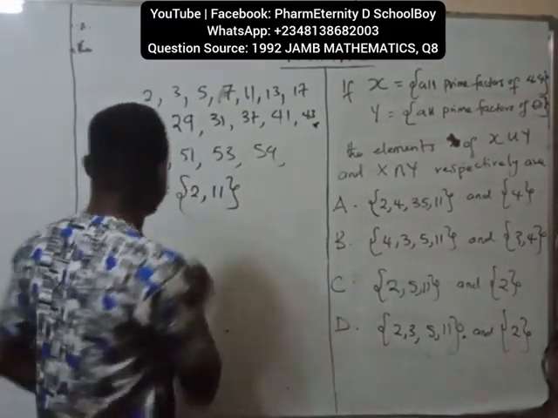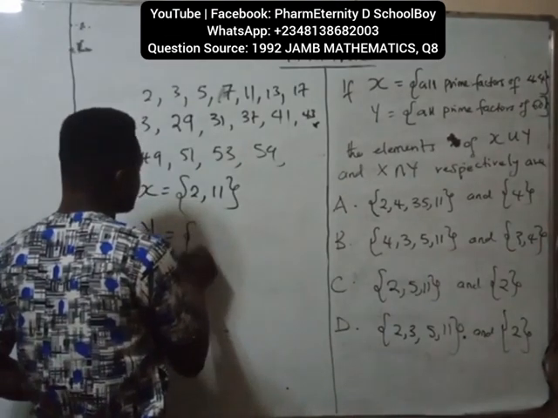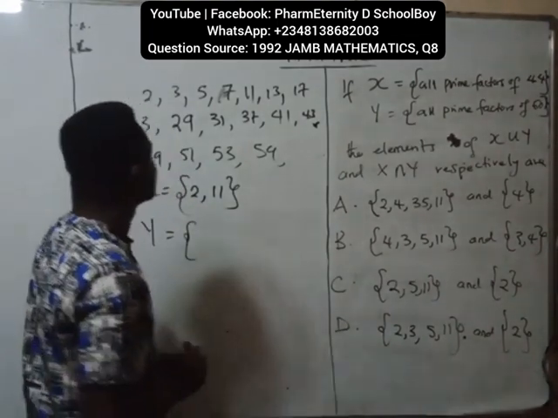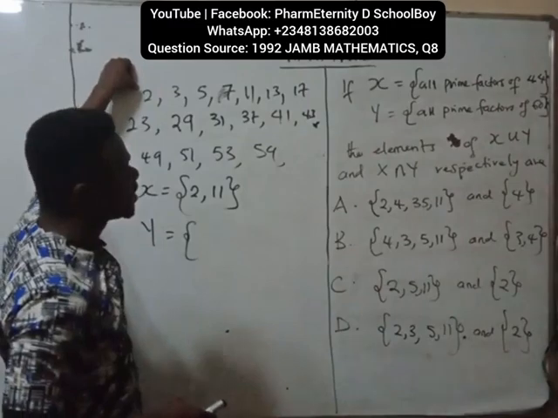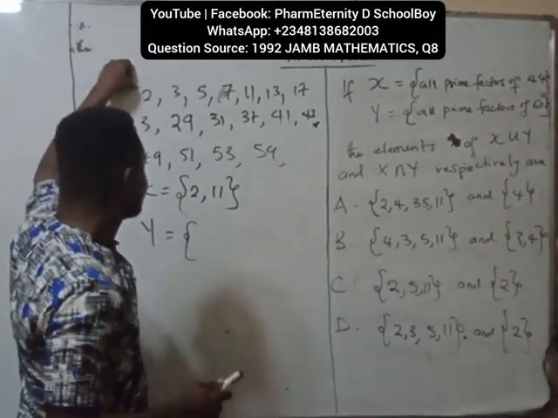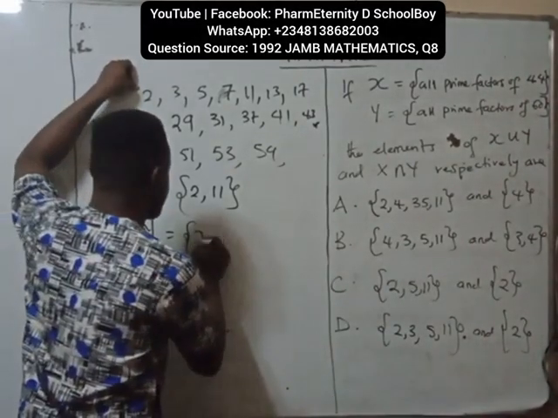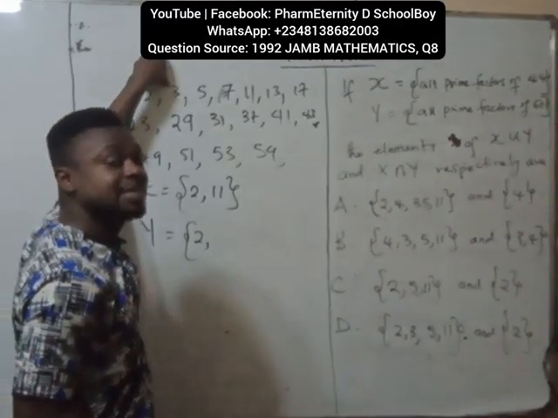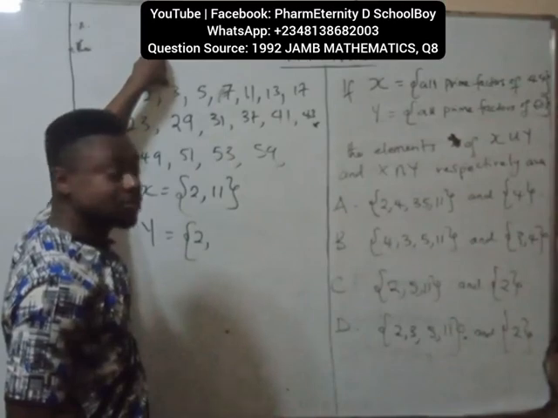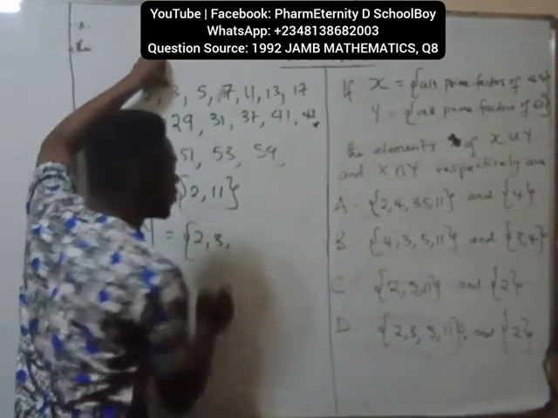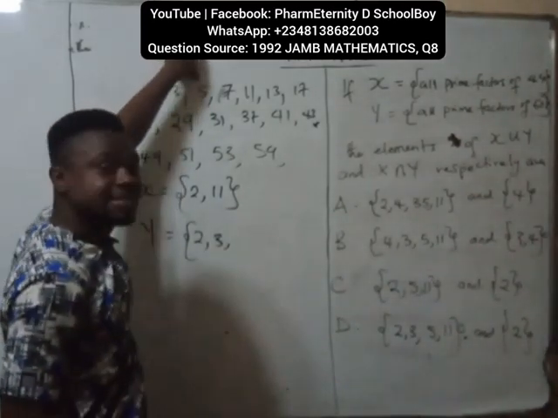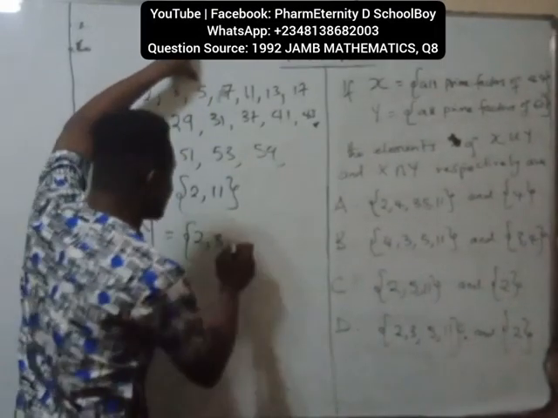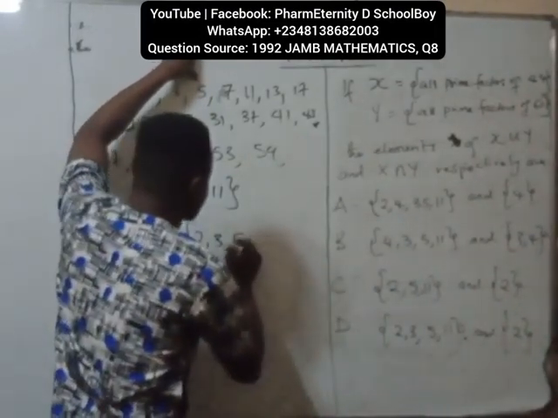Let's go to y. Y says prime factors of 60. Can 2 divide 60? Yes, it will give you 30 without remainder. So 2 is a prime factor of 60. What of 3? 3 divides 60, yes, it can give you 20 without remainder. So 3 is a prime factor of 60. Can 5 divide 60? Yes, it will give you 12 without remainder. So 5 is a prime factor of 60.